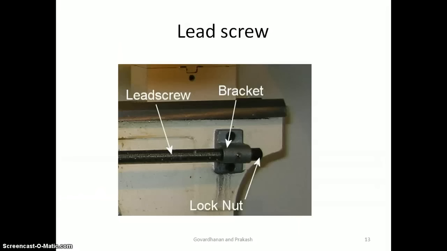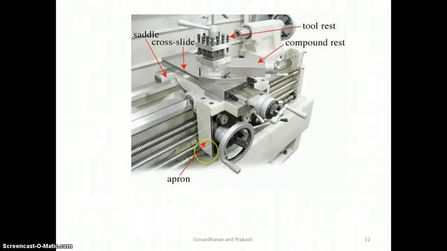When the tool moves parallel along the axis of the lathe, the movement is called longitudinal feed. This is achieved by moving the lathe carriage. When the tool moves perpendicular to the axis of the lathe, the movement is called cross feed. This is achieved by moving the cross slide. When the tool moves at an angle to the axis of the lathe, the movement is called angular feed. This is achieved by moving the compound rest by swiveling it at an angle to the lathe axis.